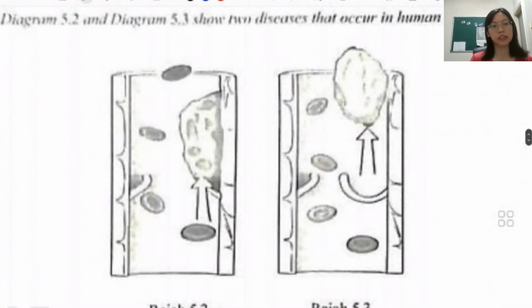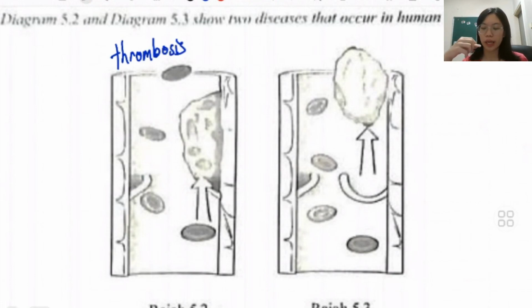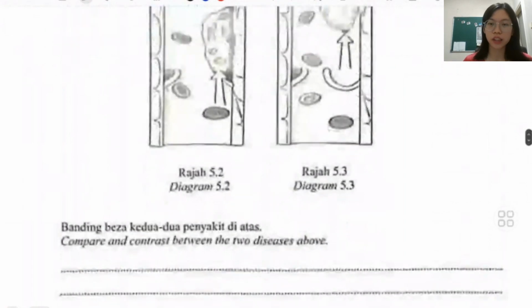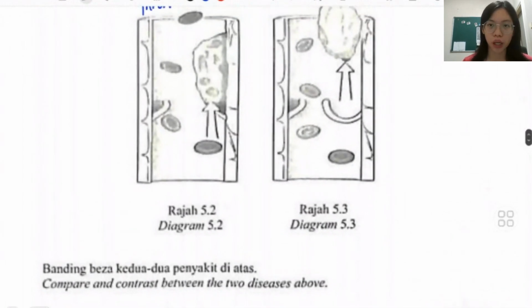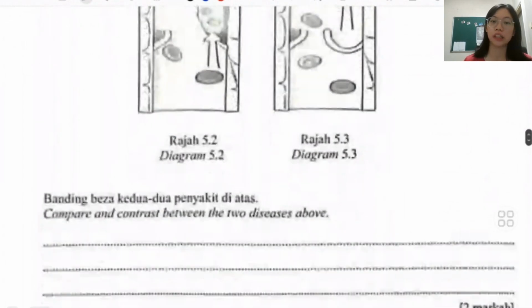So there are two different types. One of them is called thrombosis. And the blood clot that has dislodged and is being transported is called an embolus. So how can you compare and contrast? The similarities between them are that they are not genetic diseases, they are not inherited, and both diseases are related to blood clots. So these are the similarities.